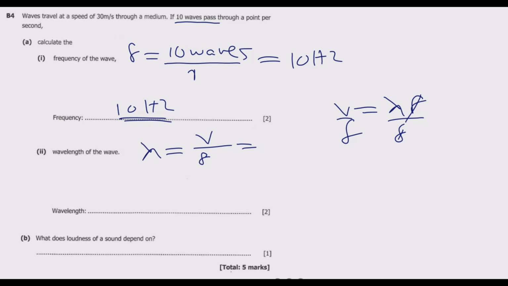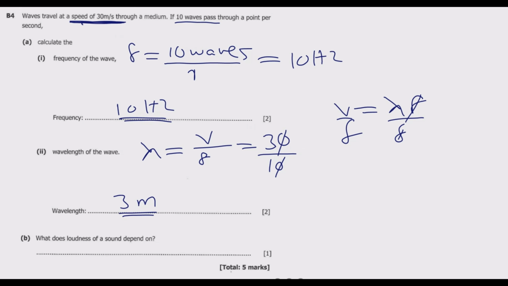So what is velocity? Velocity in this case is equal to the speed, which is 30 meters per second. Then we divide by frequency, which is 10 Hz. Then we end up with 3 meters. So 3 meters is the wavelength. So just pay particular attention, make sure that the speed is in meters per second, then the time is also in seconds. Otherwise, they need to be in the same units.